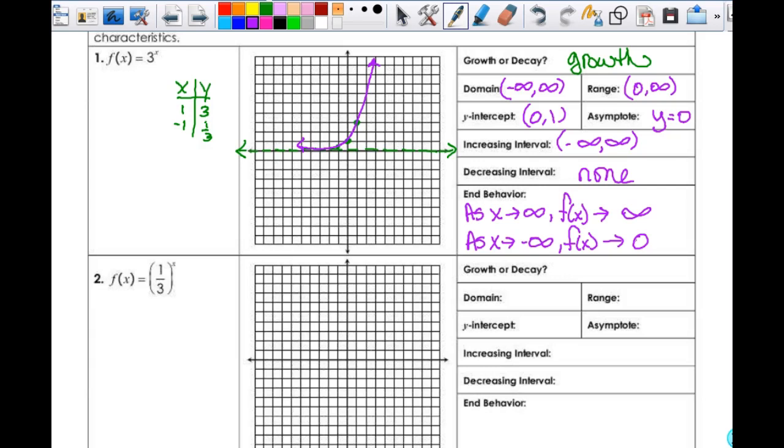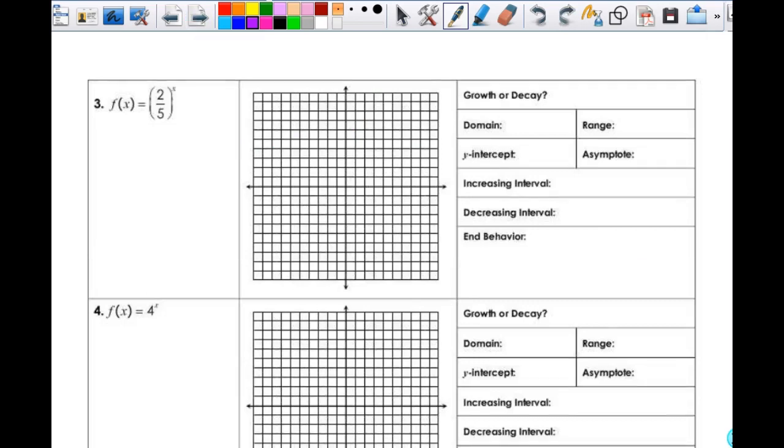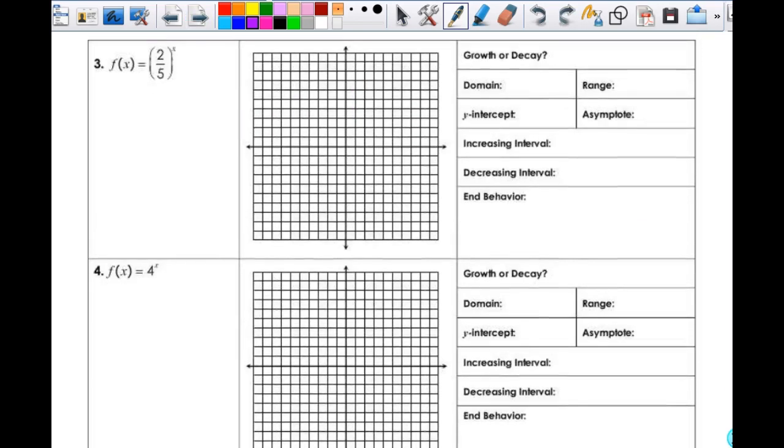Any questions? All right, so we're going to skip number 2. Let's go to number 3. All right, so this has no transformations, right? That tells me my asymptote is still here at y = 0. And I can go ahead and put in y = 0 over here. Is this going to be exponential growth or decay? Decay, because this is between 0 and 1, right? So this is decay.